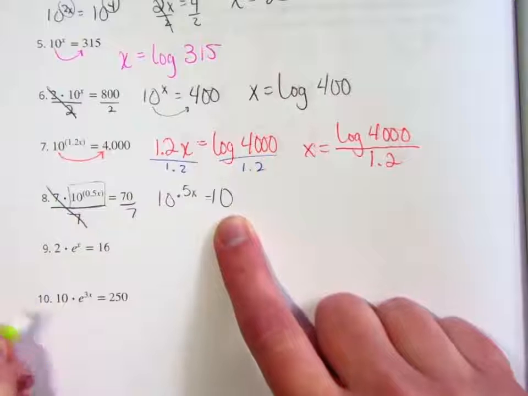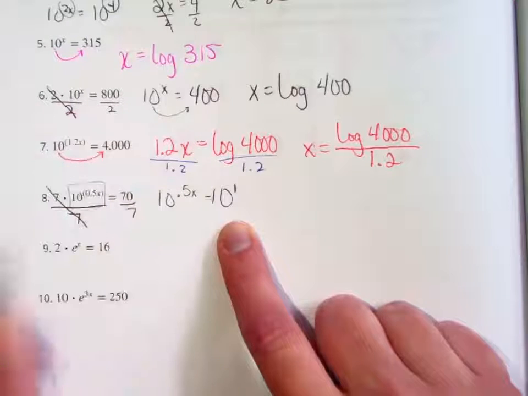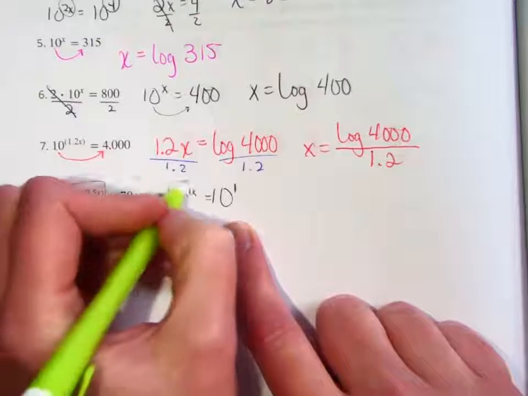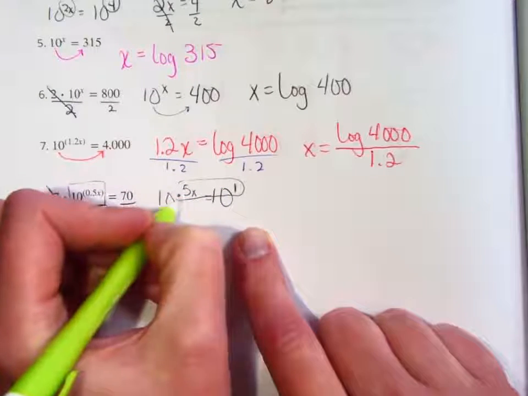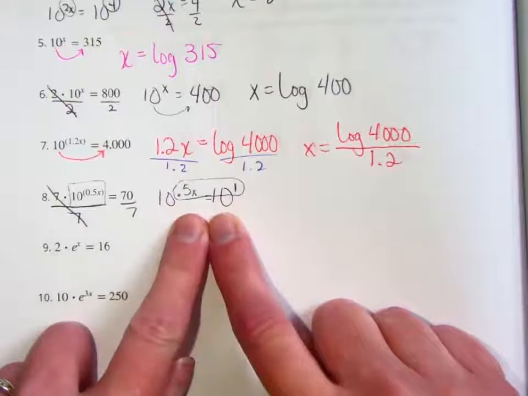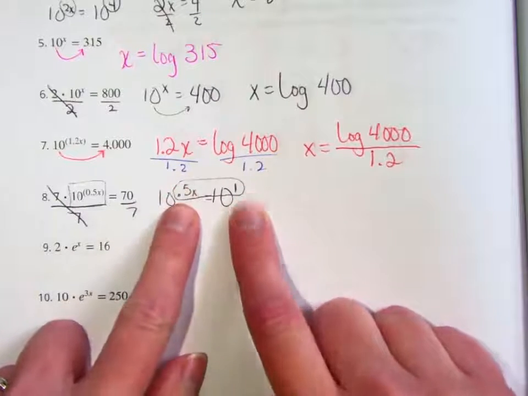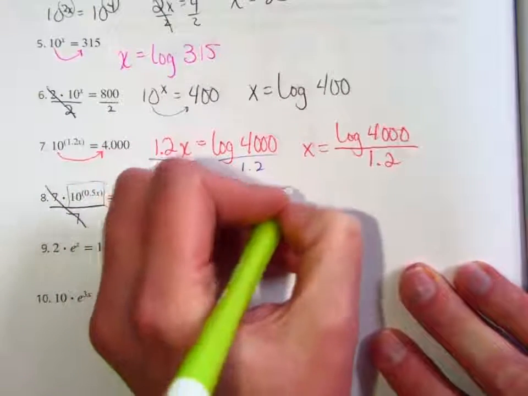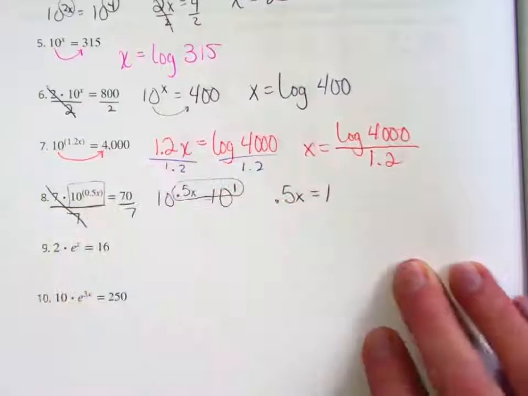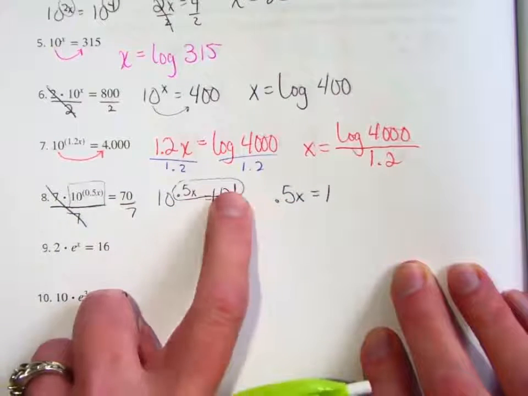If I need it to equal 10, that has to be to the first power. Now I've got two exponents that have to be equal because these two are in the same base. Same base, equal to each other, same exponent. So 0.5x equals 1 because the exponents have to be equal.